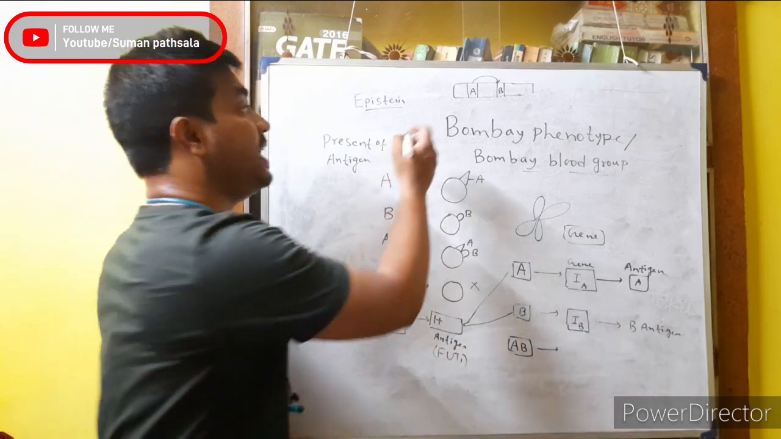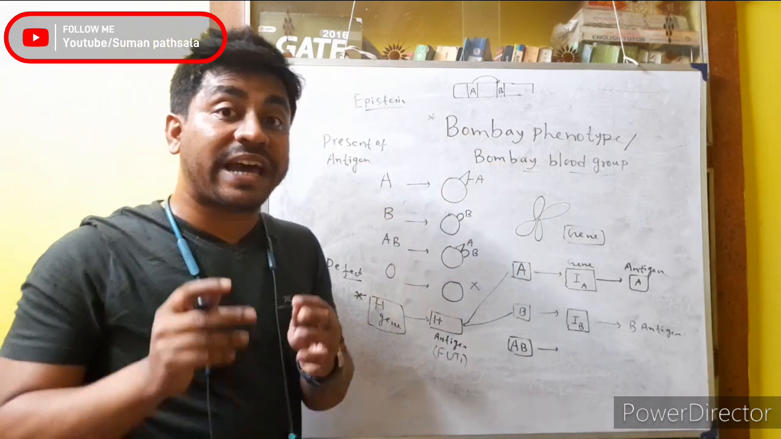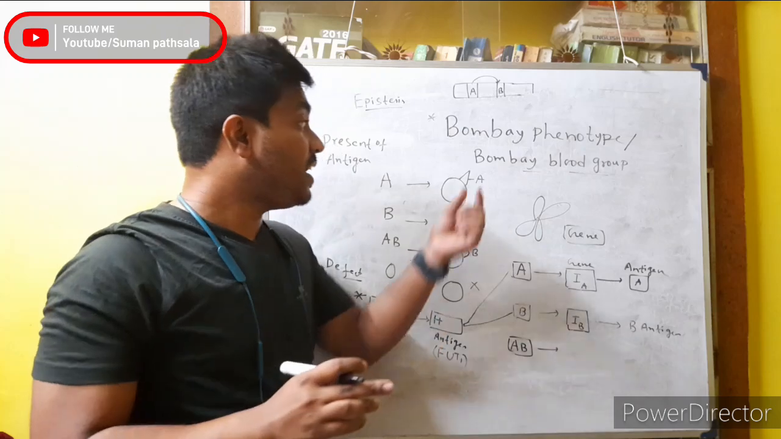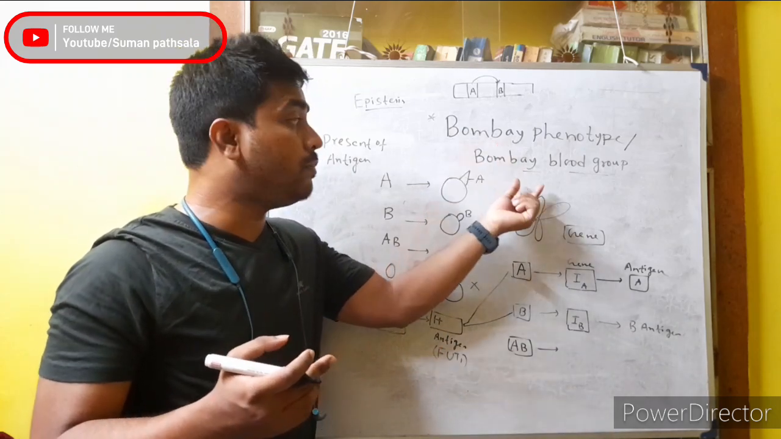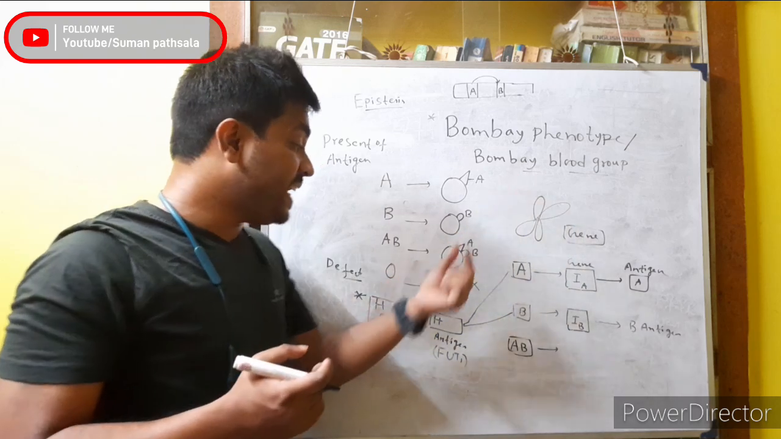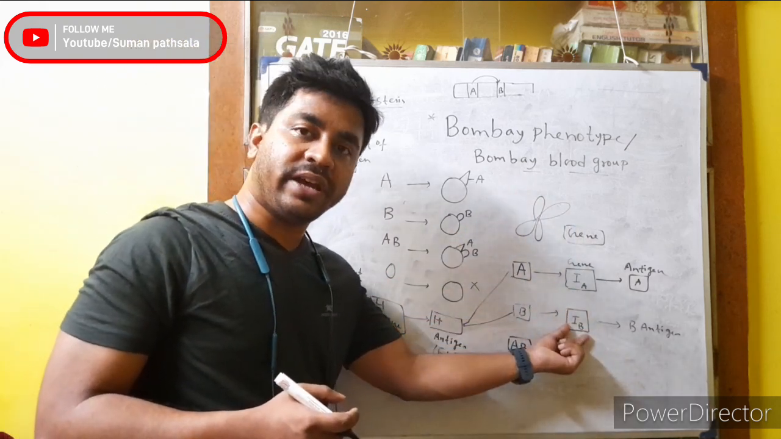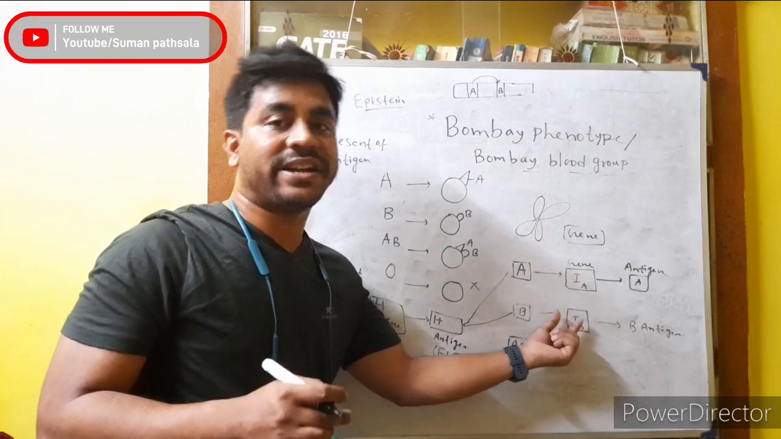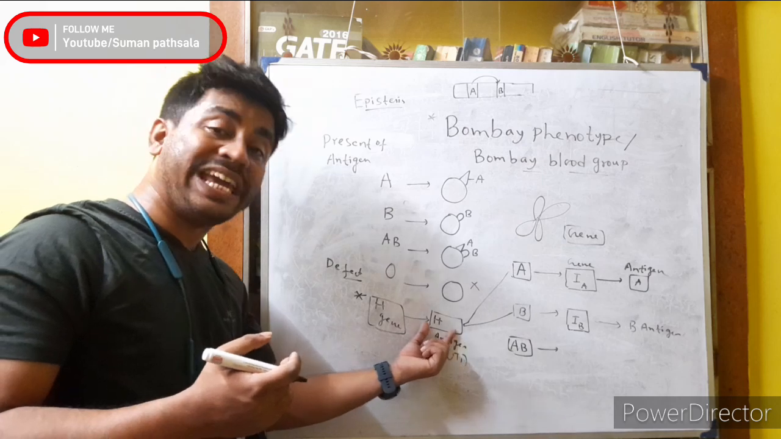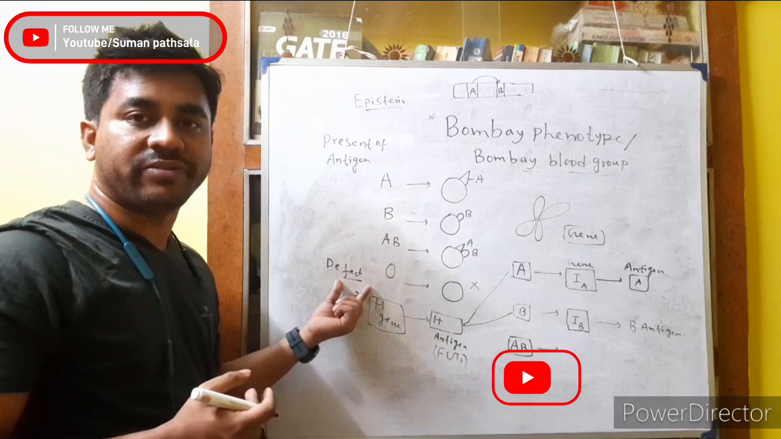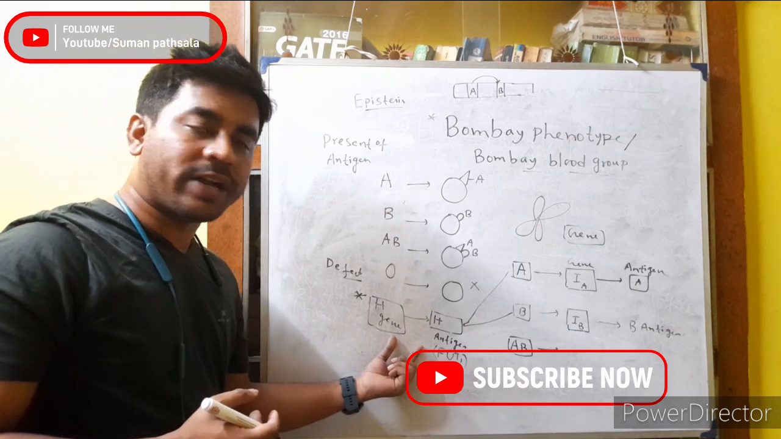This phenomenon happens in the case of the Bombay phenotype. The scientists were shocked that the patients treated as Bombay phenotype, or Bombay blood group, have the A gene and B gene present, but those genes are inactive. Why? Because their H gene, or H antigen, is defective.